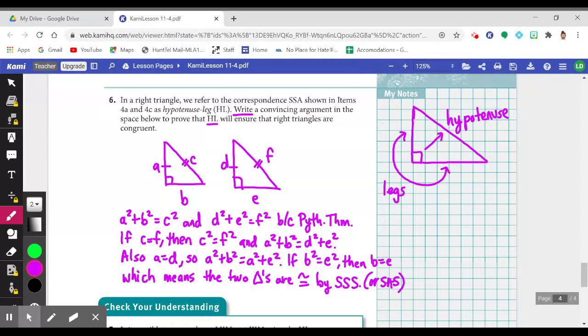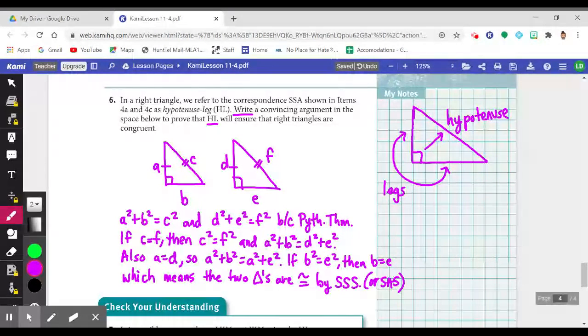Now, if we've already shown in the diagram that these two corresponding sides are congruent, if C equals F, then C squared also has to equal F squared. And I hope that makes sense. If C is 4, well then F is 4. Well, if C is 4, then that's 4 squared, which is 16, and F is 4. 4 squared is 16 equals 16. I hope that makes sense.